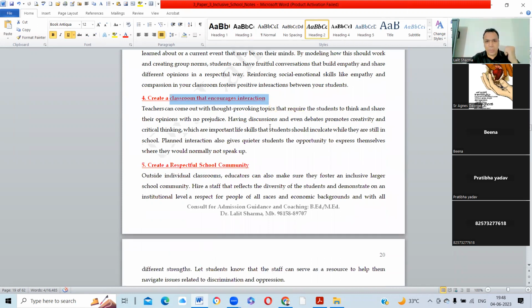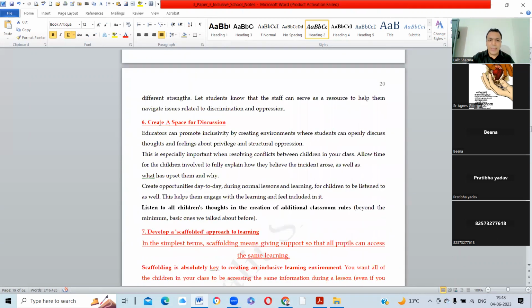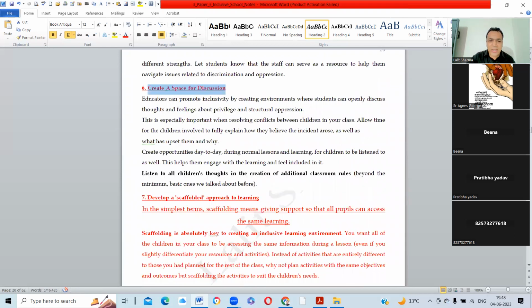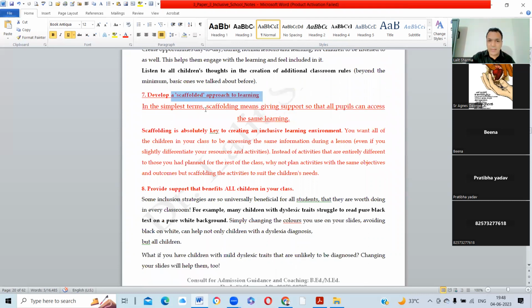Encourage interactions in your class. Create a respectful school community. Create a space for discussion. Develop a scaffold approach to learning. Scaffold is a good word. Scaffold means giving support so that all students can access the same learning. If you have to tell something, including important questions, and you tell only 4 students, no, tell everyone. Scaffold means giving support to all pupils, meaning students, so they can access the same learning.